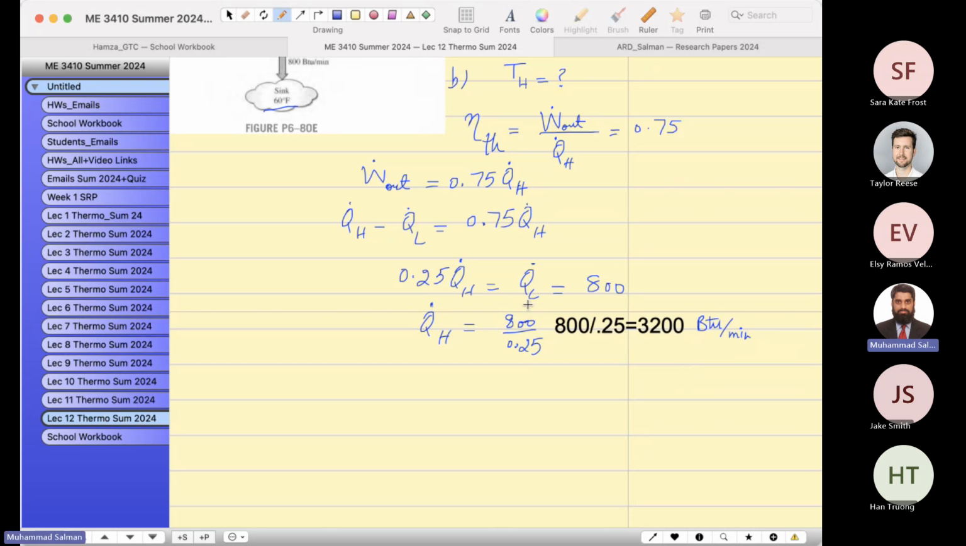We have found Q dot L, we have found Q dot H, and we know Q dot H minus Q dot L is the work output. That is our first question. Q dot H minus Q dot L, 2400, correct?